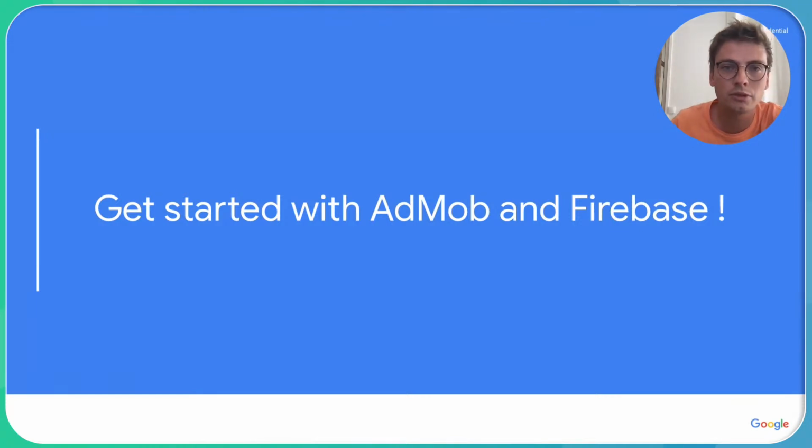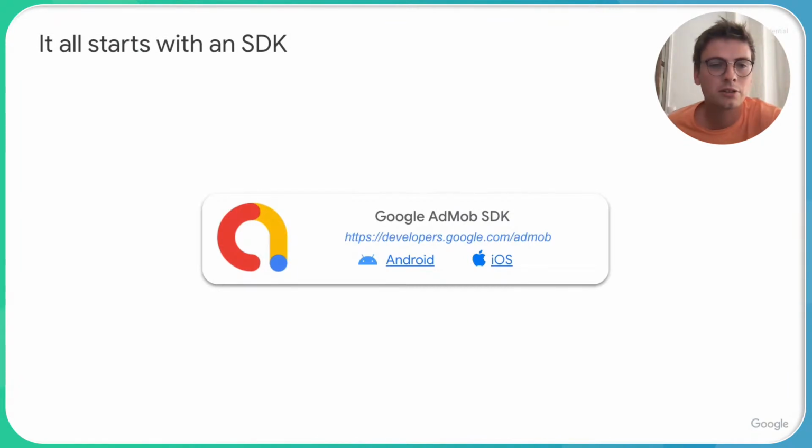So let's say you want to implement an ad within your app. As with all mobile stories, it all starts with an SDK. Our SDK is called the Google Mobile Ads SDK, and you can find the full documentation at developers.google.com/admob. In the next slides, I will show you the few steps you need to go through to implement it in your app. I will take Android as an example, but the general principles will apply also to iOS.